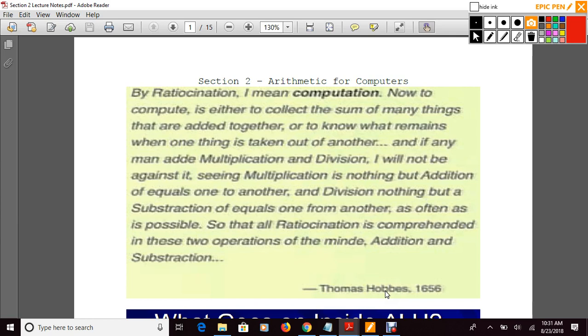So basically what he's doing is adding philosophy here. If someone wants to call it multiplication and division, that's fine. It's really just adding a lot and subtracting a lot. That's the short version of what he's saying.